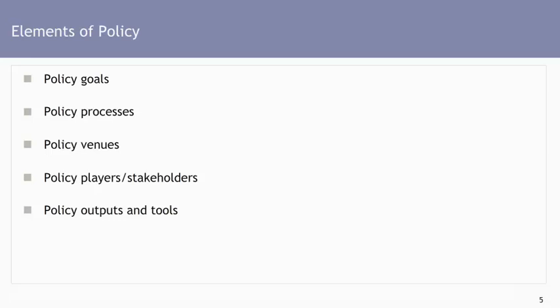First, our policy goals. These goals might relate to enhancing the social order or guiding the distribution of resources, just as 2 examples. In terms of processes, we might think about elections, debates, or legislative votes, some of which receive a considerable amount of attention in the public media. Third, we can consider the venues in which policies take place and are implemented.